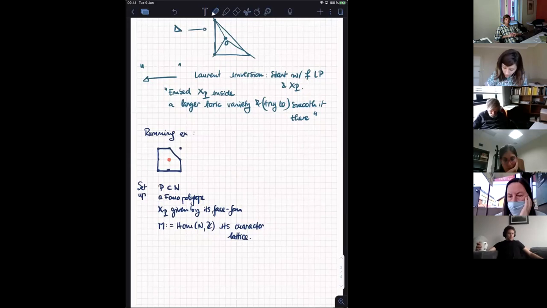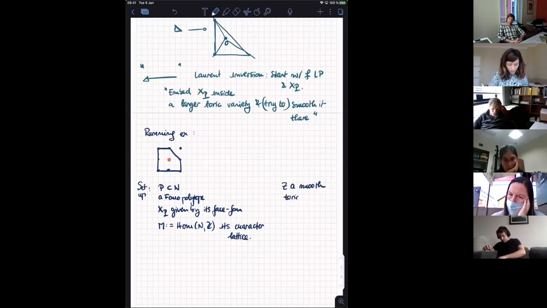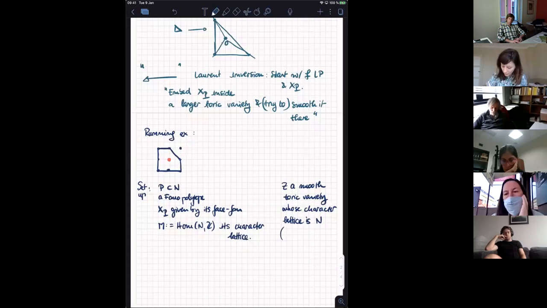This is in general. The second part of the setup is Z, which is an auxiliary object, a smooth toric variety whose character lattice is N. Therefore, if you think about the fan of Z, it lives in M.